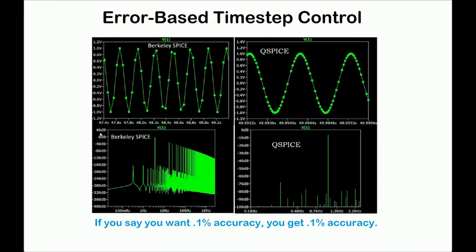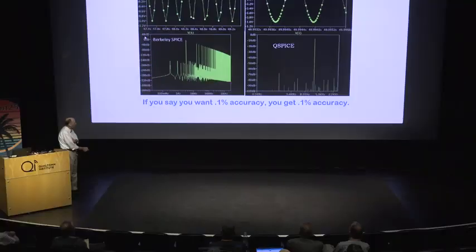so that if you say you want 0.1%, your spurs are 40 dB down. If you want 0.01%, I mean 60 dB down. If you want 0.001%, the spurs are 80 dB down. It has no personality as far as the relative tolerance and the accuracy that you'll get out of your simulation. So that's what I mean by improved time step control.